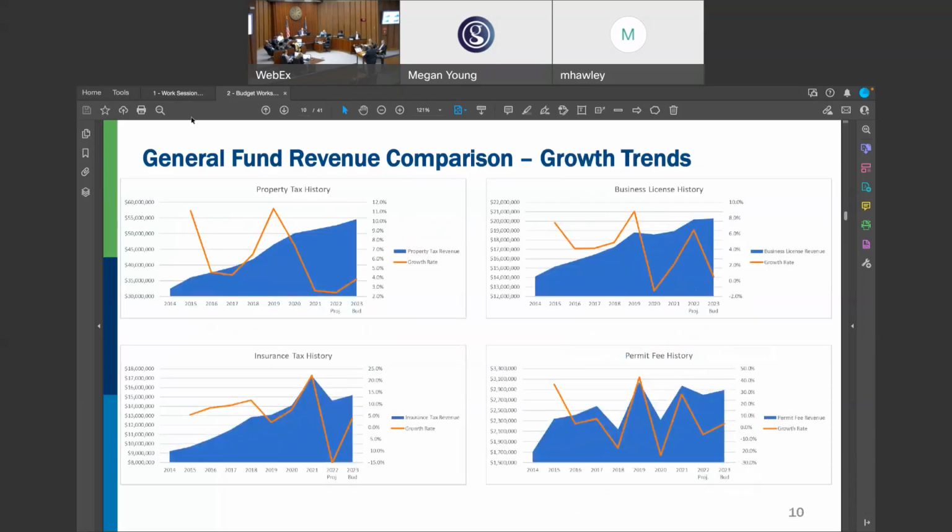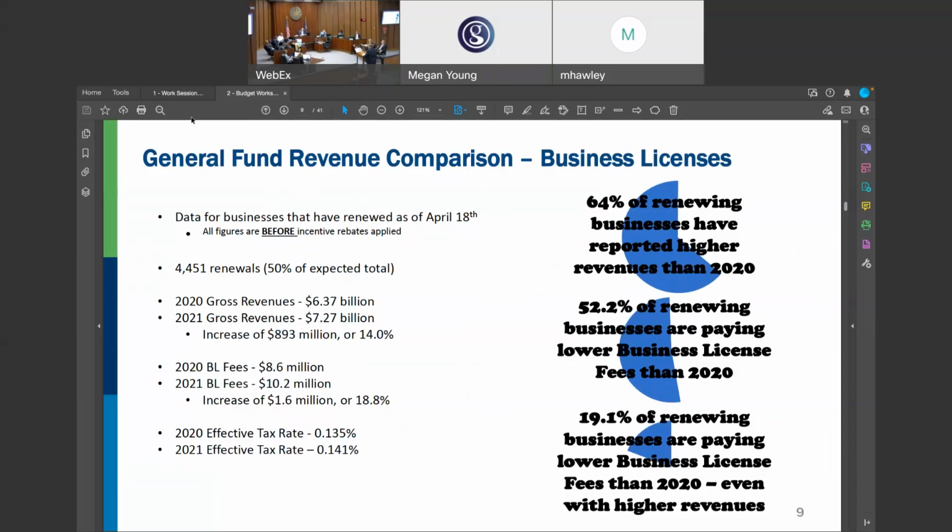Matt, what percent of these licenses are new businesses as opposed to? This is 100% renewing businesses. Okay. So there's a separate set of data for new businesses, but this is just comparing apples to apples, folks who had a business license last year and got one this year.